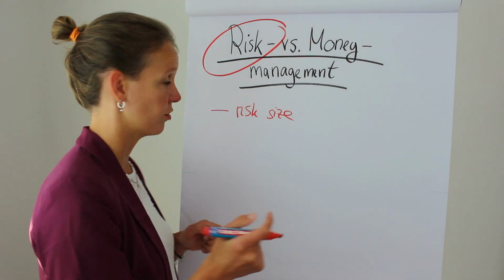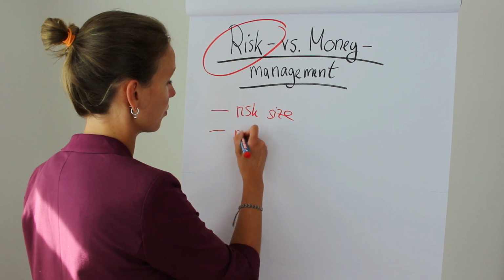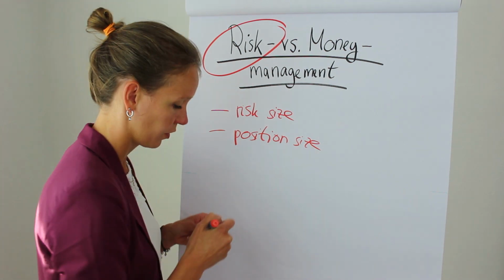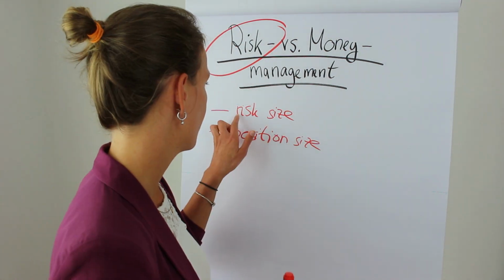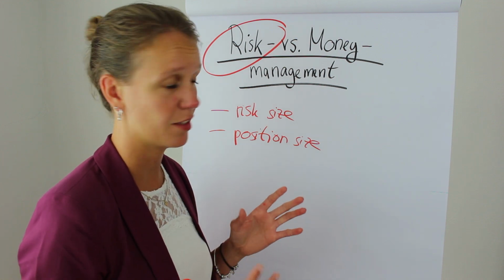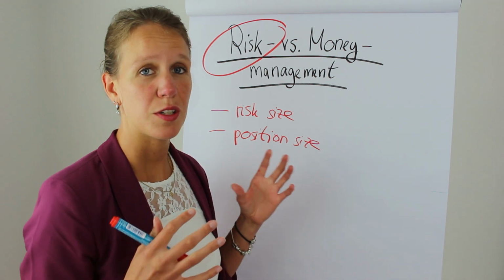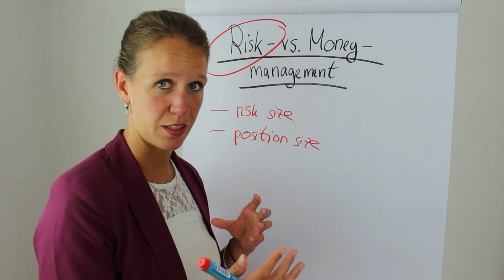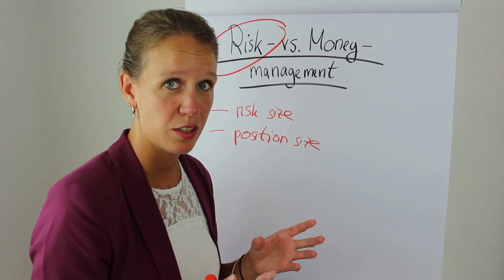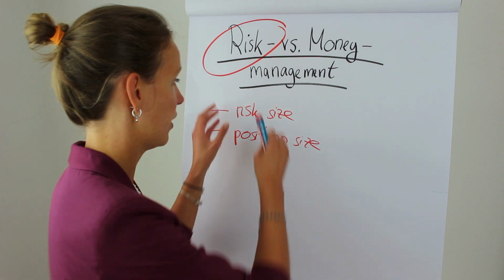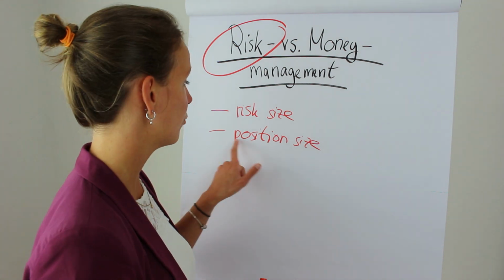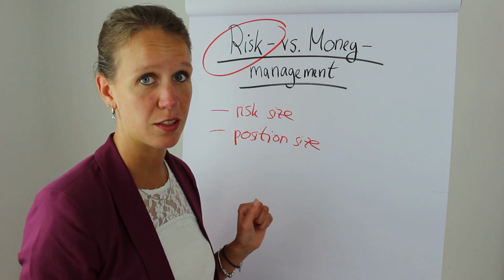So this brings us to step number 2, the position size. First, you have to define your risk size. And once you have defined it, then you can see what it means in your position size. What do I mean? You have to transfer it into lots. So you have to transfer your $50 or $200, for example, or your 1% into lots that you can trade.